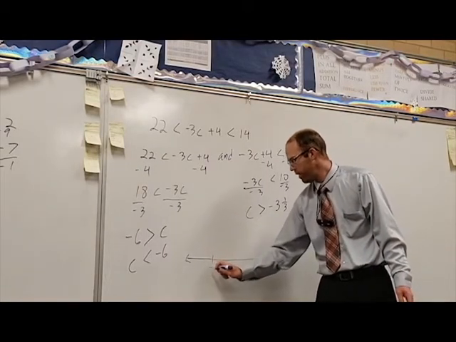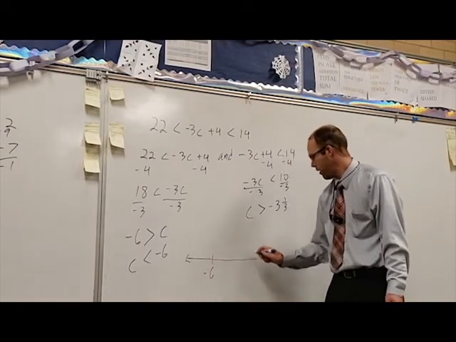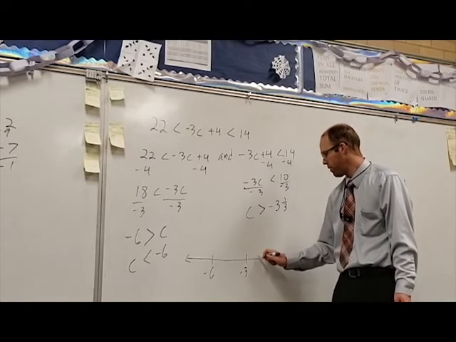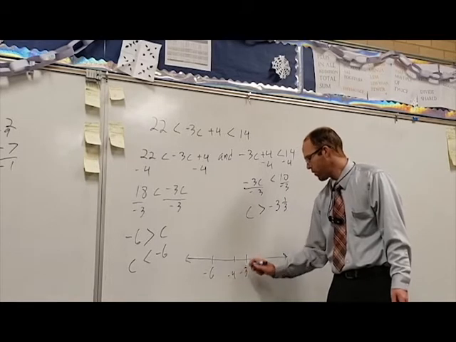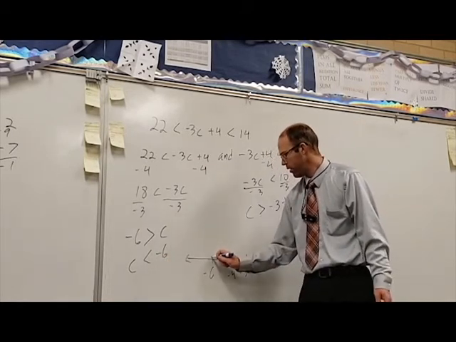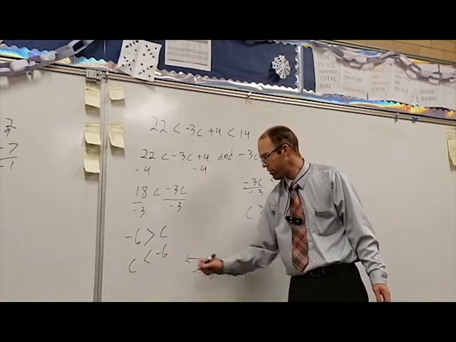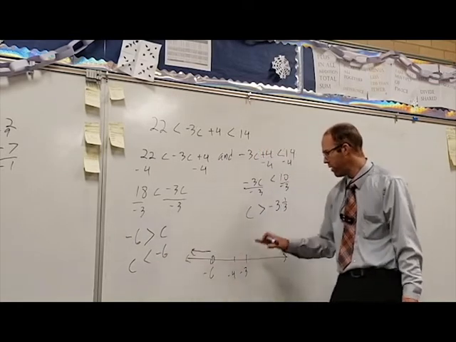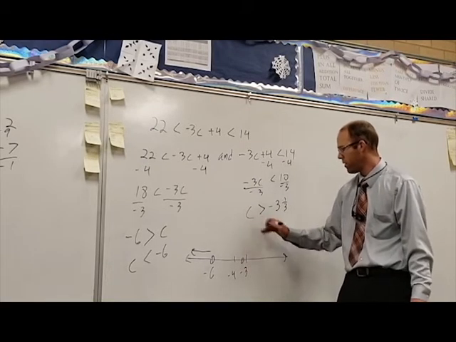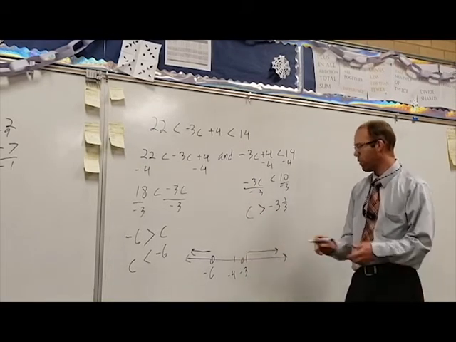All right, so we have negative 6 and negative 3 1/3. That's in between negative 3 and negative 4, so that would be here. All right, we've got an open circle here at negative 6. And our c values are smaller, so we're going to the left. We have an open circle again here at negative 3 1/3. Our c values are bigger, so we're going off to the right.